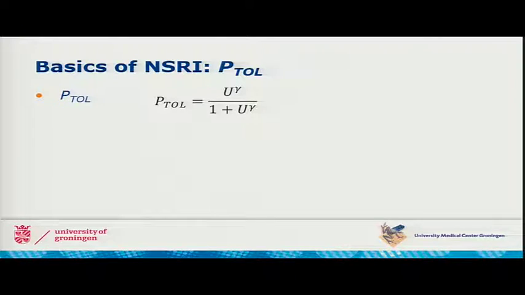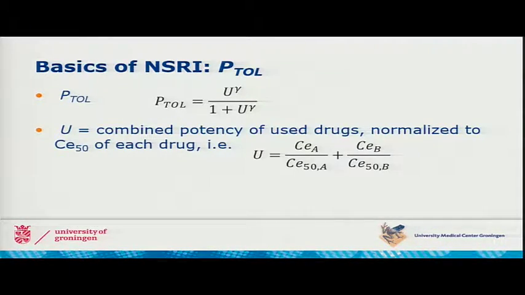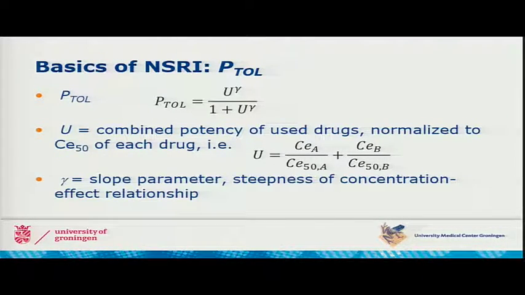And for the calculation of PTOL, the parameter U is used. And U is the combined potency of the used drugs normalized to their CE50, or the effect site concentration which produces 50% of the maximal effect of each drug. And the formula for U shown here is only an example of how the combined potency of 2 or more drugs can be calculated. And I shall explain more about that a bit later. And gamma is the slope parameter of the formula, or the steepness of the concentration effect relationship.